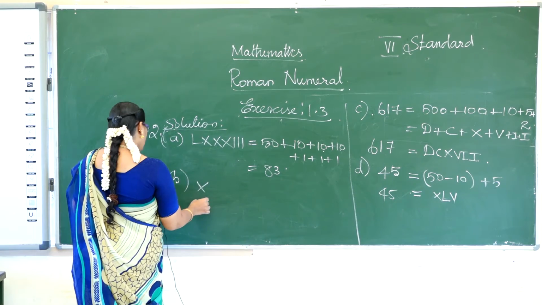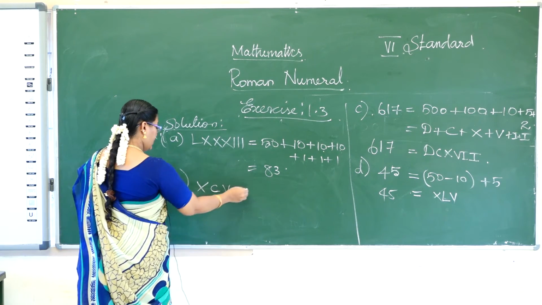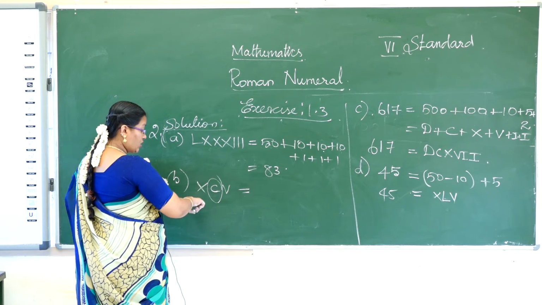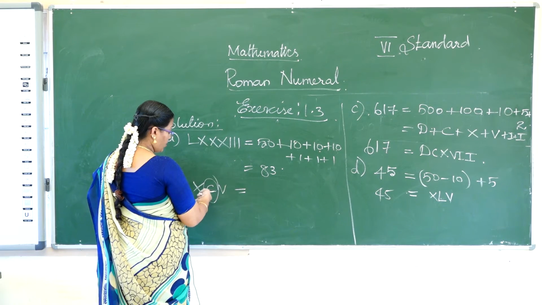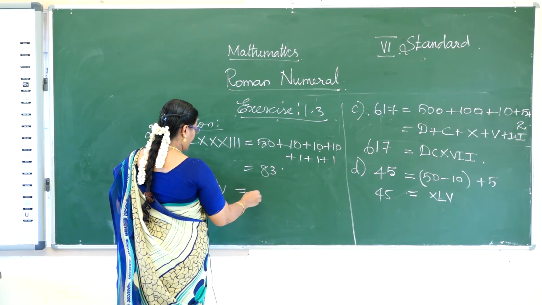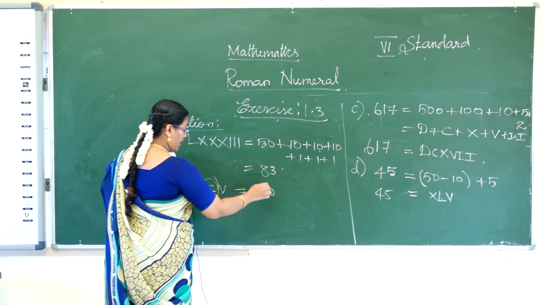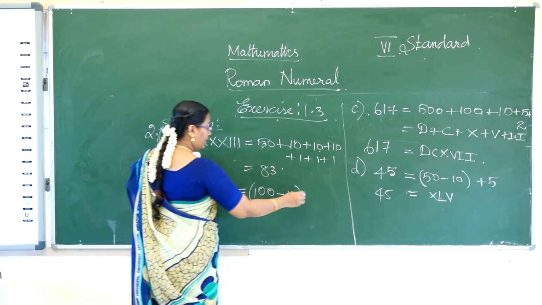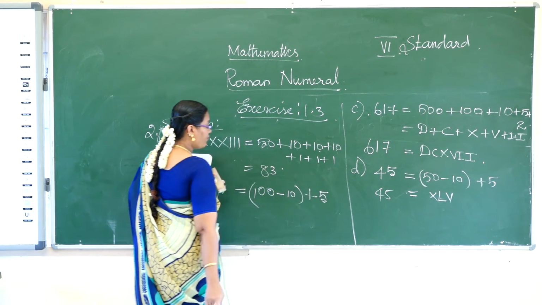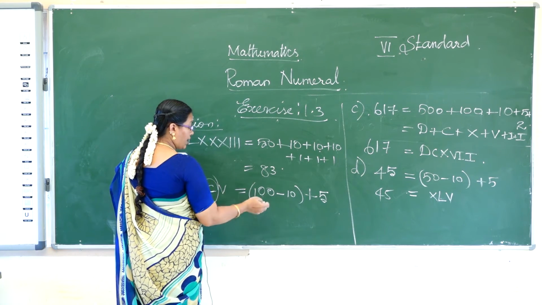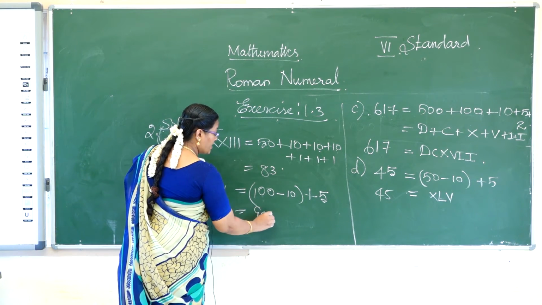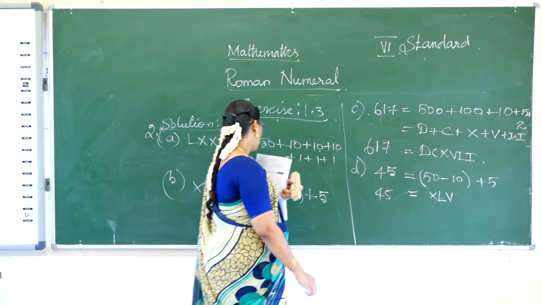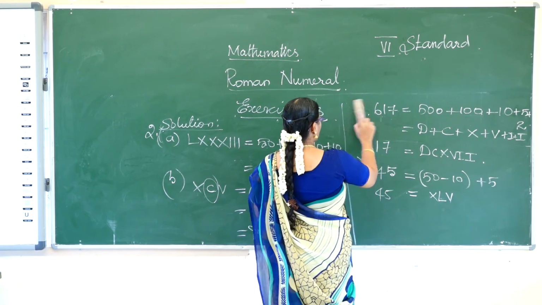And then X C V. Here the largest value comes after the smallest value, so in this place you want to subtract. C means 100, X means 10, so 100 minus 10, added to the V. V value is 5. So 100 minus 10 is 90, plus 5, 95 is the answer for the Hindu-Arabic value of X C V.